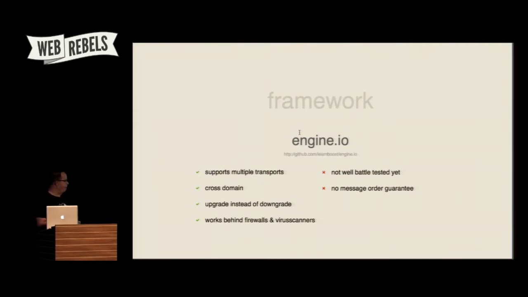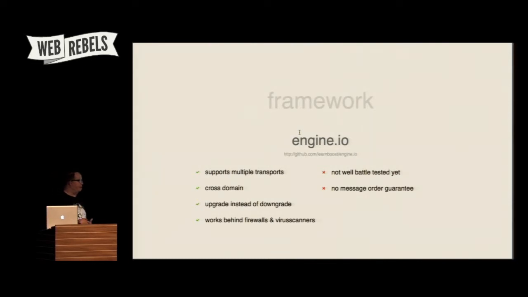And with Engine.io, they start with the lowest and most known working transport, which is JSON polling or XHR polling, depending on your cross-domain situation. And when that's successful, it attempts to upgrade to a WebSocket connection. So if it works, it will use that instead. If it fails, it will just continue working with the polling connection.